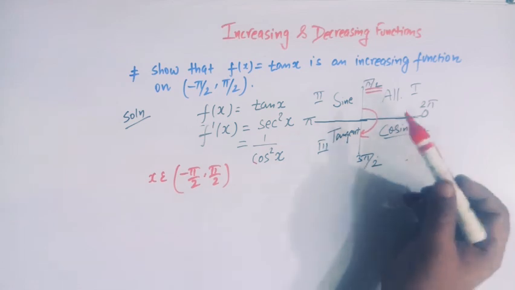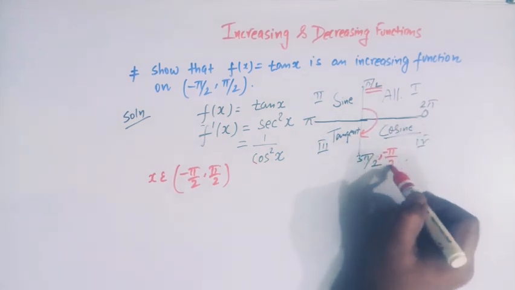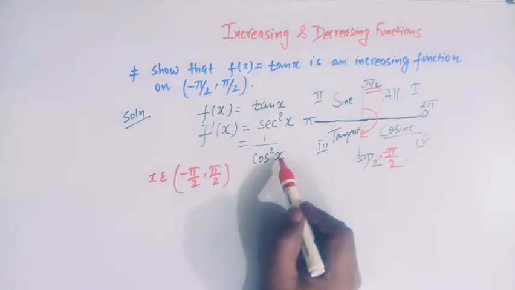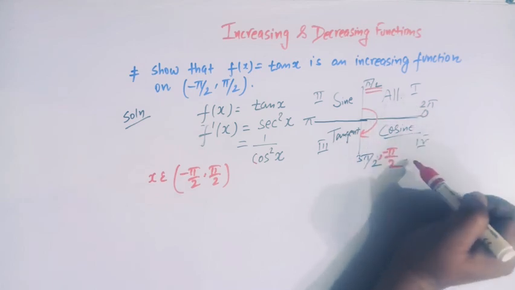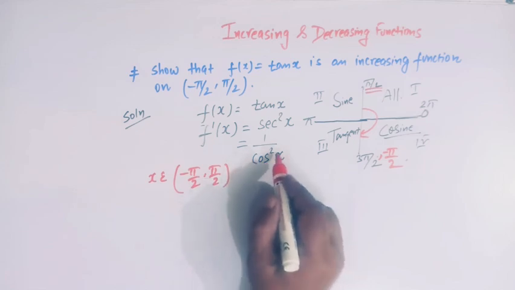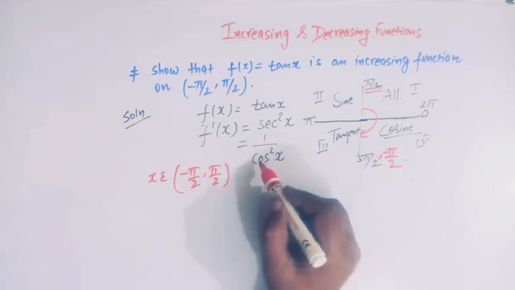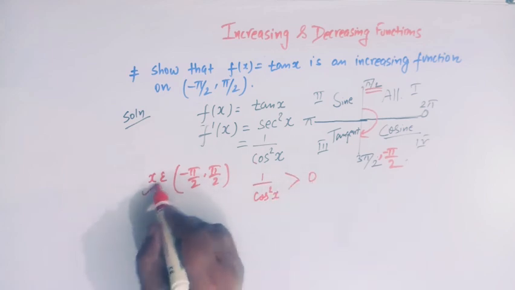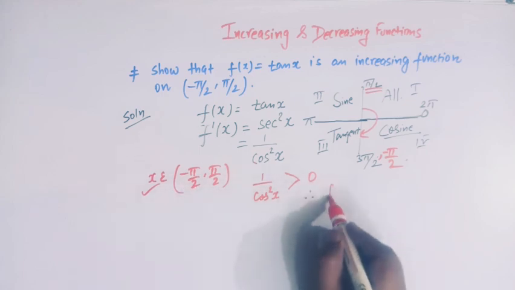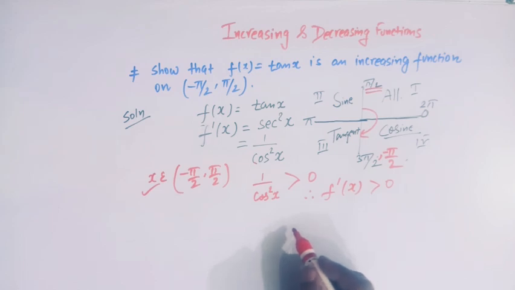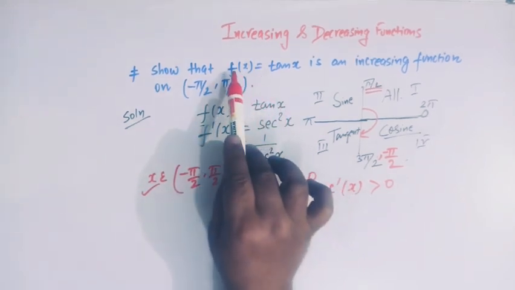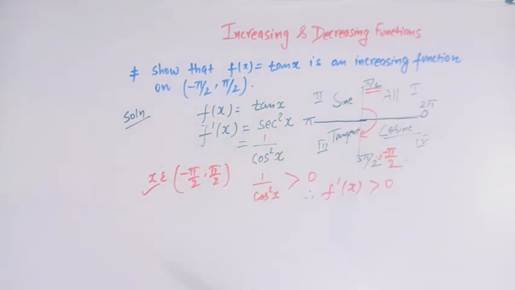So whenever x lies from minus pi by 2 to pi by 2, the value of x lies in the first quadrant or the fourth quadrant, right? And in the first and fourth quadrants, the cosine function is always positive. Moreover, we have the square term, cos square x. So 1 over cos square x is always greater than 0 whenever x belongs to this interval, right? Therefore the derivative, f prime of x, is always greater than 0 whenever x belongs to the interval minus pi by 2 to pi by 2. Hence we can conclude that the function f of x, that is tan x, is an increasing function on this interval.